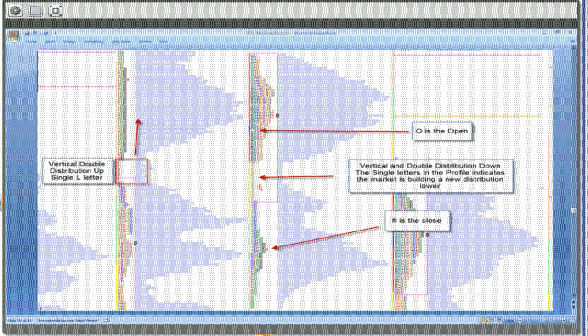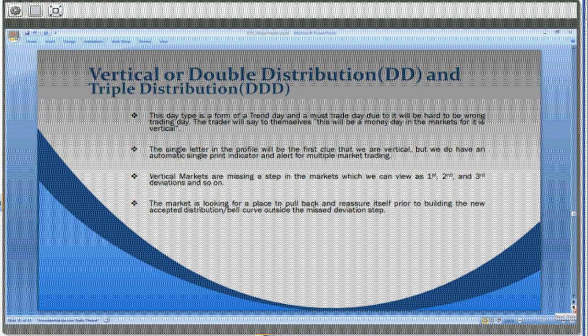Here it gets vertical to the downside. Vertical up day, vertical downside. It's just very, very simple. It is really simple, but it's going to take you 1 to 5 months. Vertical days, they are a form of a trend day. It's a must-trade day. It's a money day. It's a day that's hard to be wrong. Single letter in the profile automatically is your first clue it's vertical.